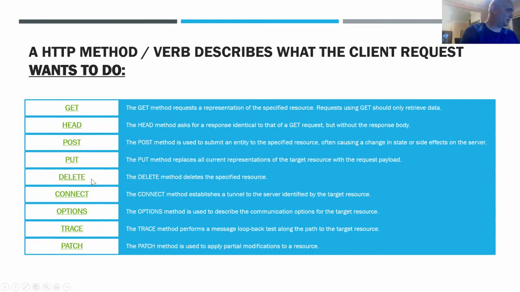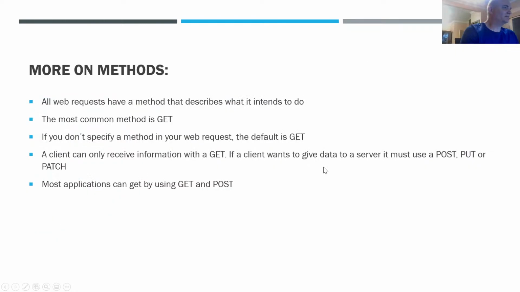Sometimes you might use put, or occasionally delete. Options is an interesting one that comes into play with cross-browser requests, where a browser is trying to communicate with a server that's not on the same domain. But we'll skip that for now. Just remember get, post, and the rest of them are pretty much optional.